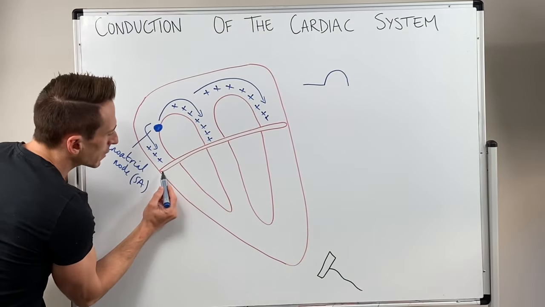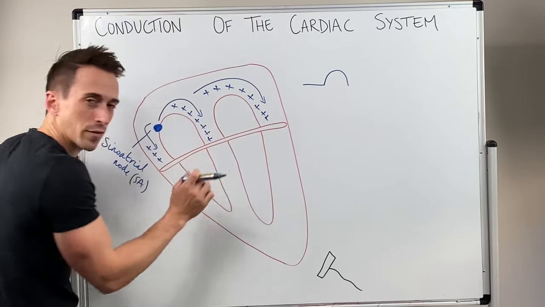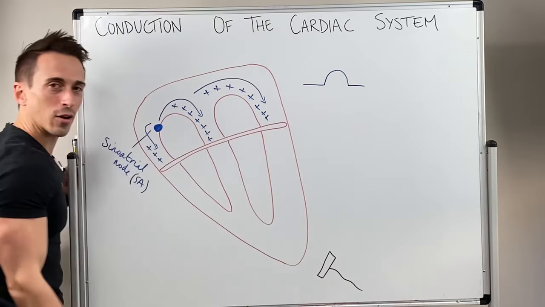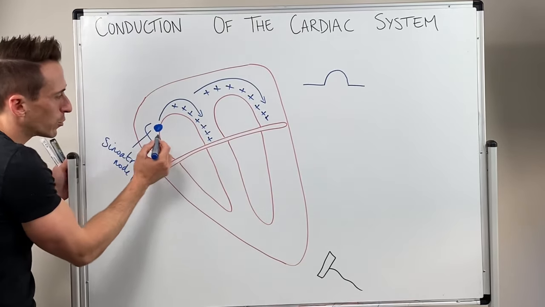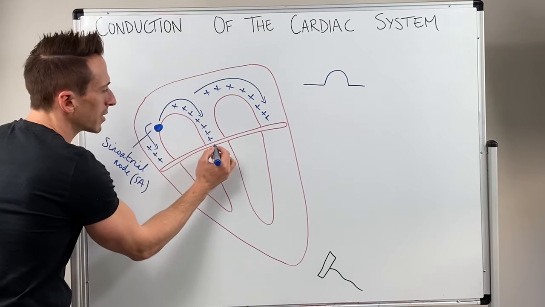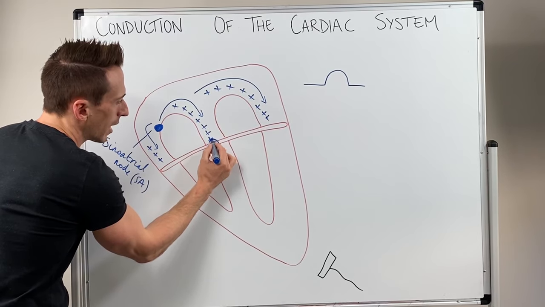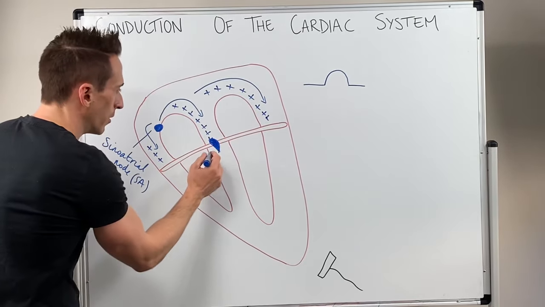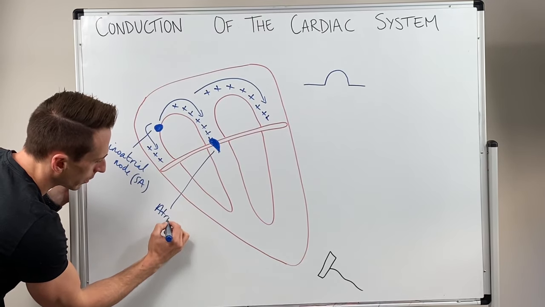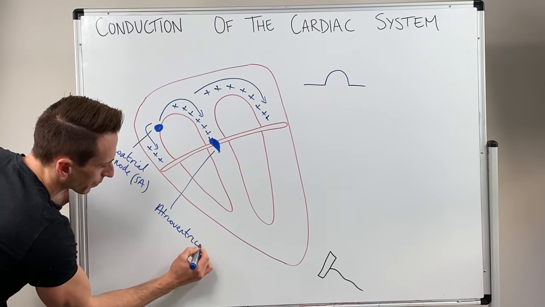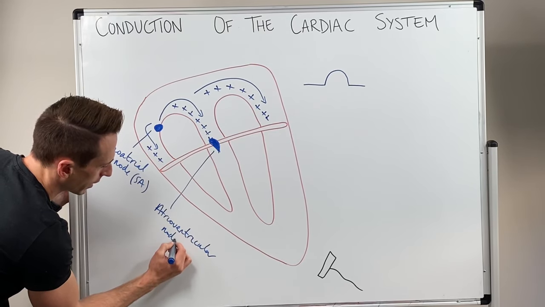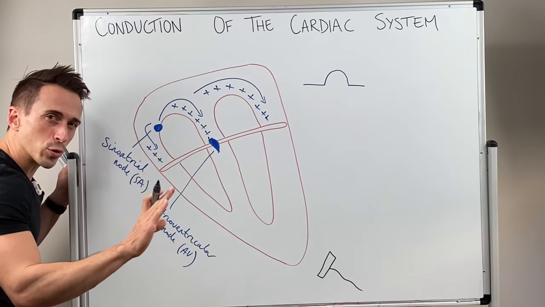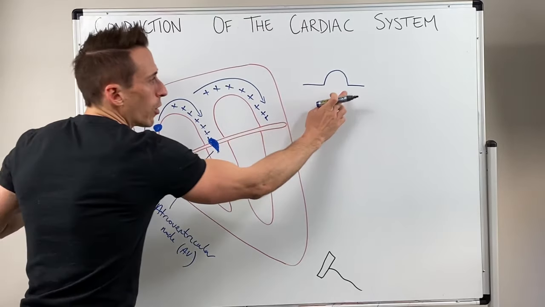Then there's this fibrous tissue that separates the atria from the ventricles, and it stops this positive charge. So you get another flat line on the ECG. Then we have another specialized tissue, similar to the SA node, that sits here between the atria and the ventricles, which we call the atrioventricular node, also known as the AV node. This has a little pause of about 0.2 of a second, and that's why we have this little flat line.